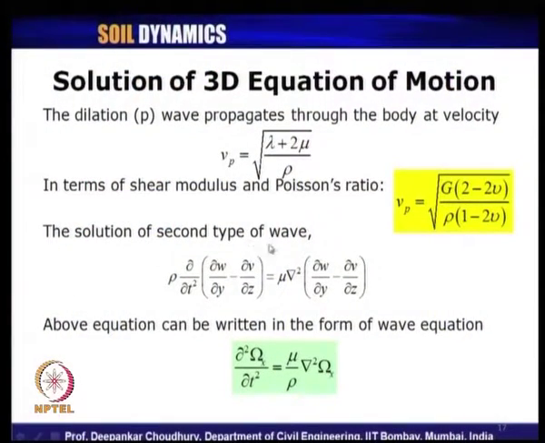Whereas, for the second type of wave, what we are considering as a shear wave or the torsional wave, when it travels, look at the slide, the solution of the second type will give us, we differentiate the equation in x direction with respect to y and z and subtract one from the other. So, that will give us the net effect of the shearing on x direction, fine.